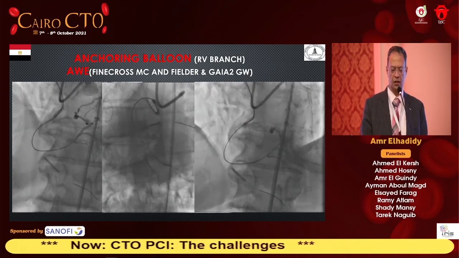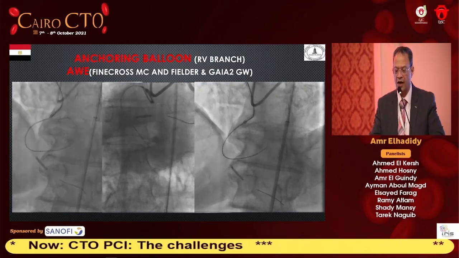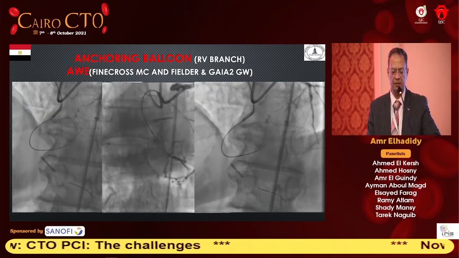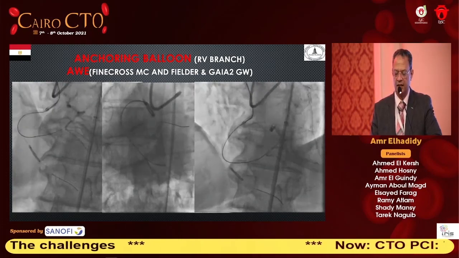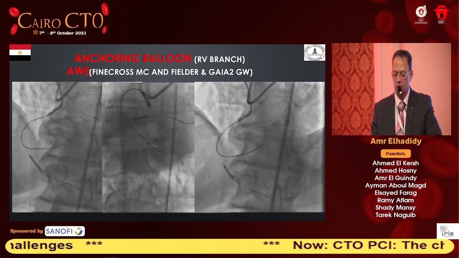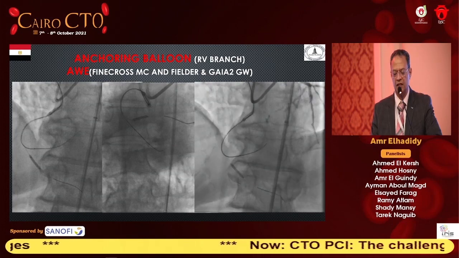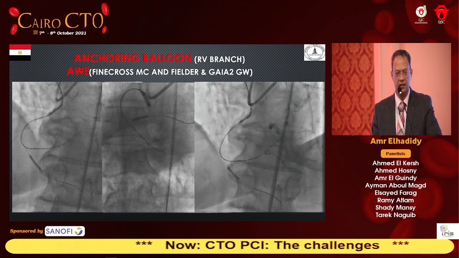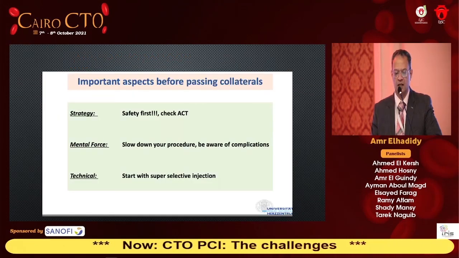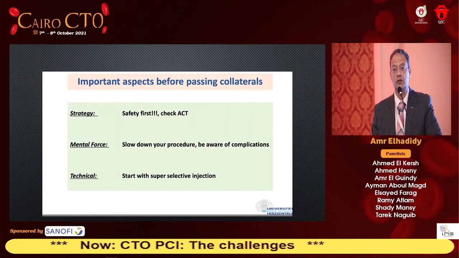First we're using Fielder and Gaia second. As you see here on the right side, the tip of the Gaia is outside, in the subintimal space. So definitely you need to stop, because if you cross any more, you will go beyond the cracks and it will cause a lot of problems. So this is a very important aspect before passing the collaterals.